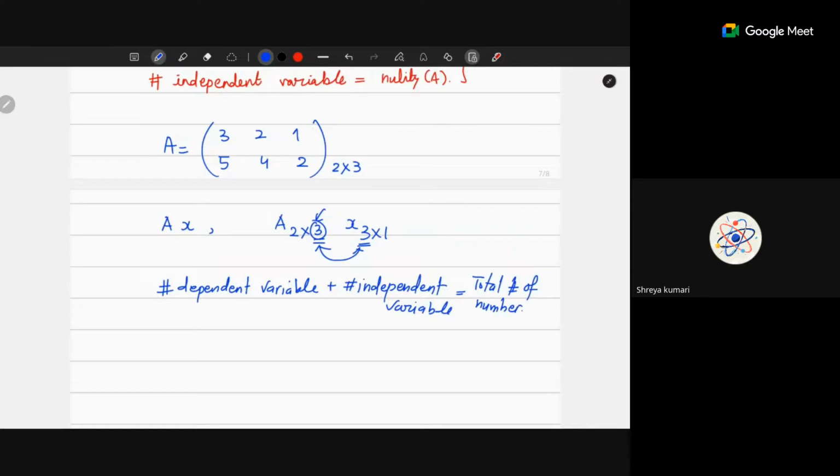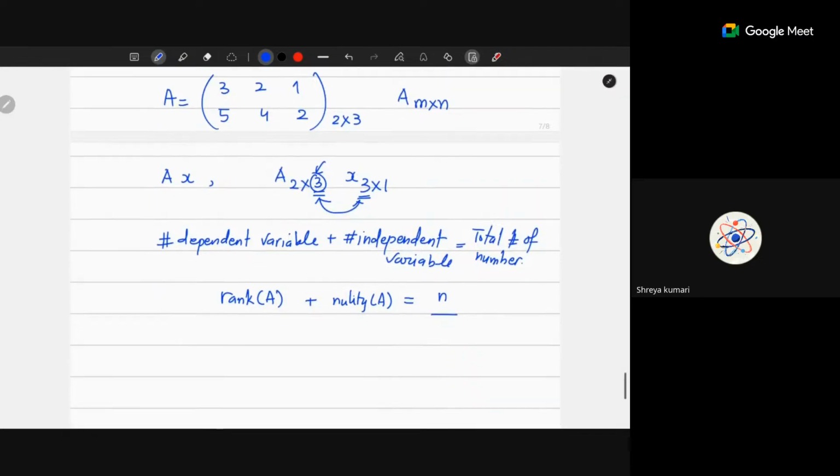In particular, the rank of a matrix A plus the nullity of the matrix A is equal to the number of variables, n, the number of columns, which is equal to n in our case. Total number, because you are looking at a matrix of m cross n type, so it is equal to n. All right, total number of variables.